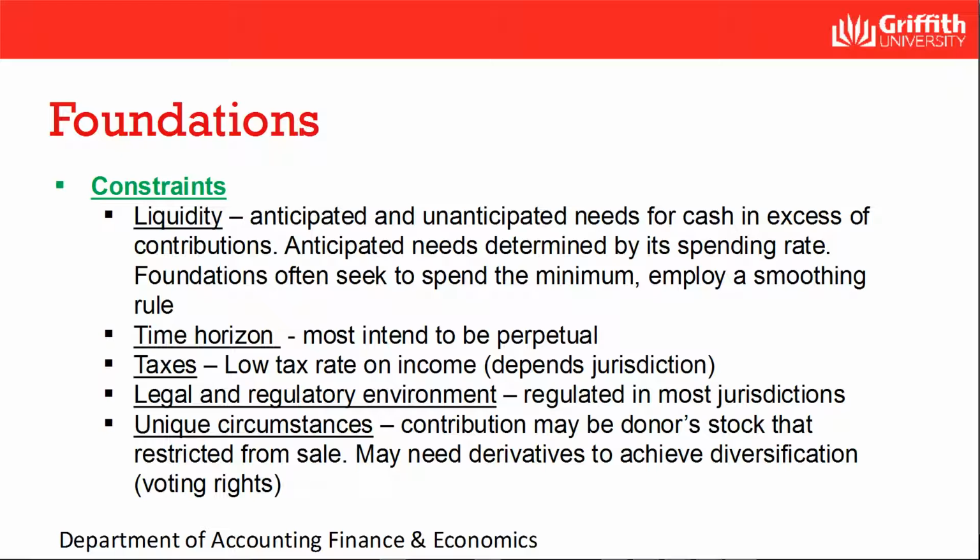On time horizon, most intend to operate in perpetuity, so they need to preserve their capital in real terms after spending. Tax concerns, so they have a low tax rate on income. It depends on the jurisdiction, but usually there are some tax concessions. Legal and regulatory environment, so they are regulated in most jurisdictions and it varies across jurisdictions.